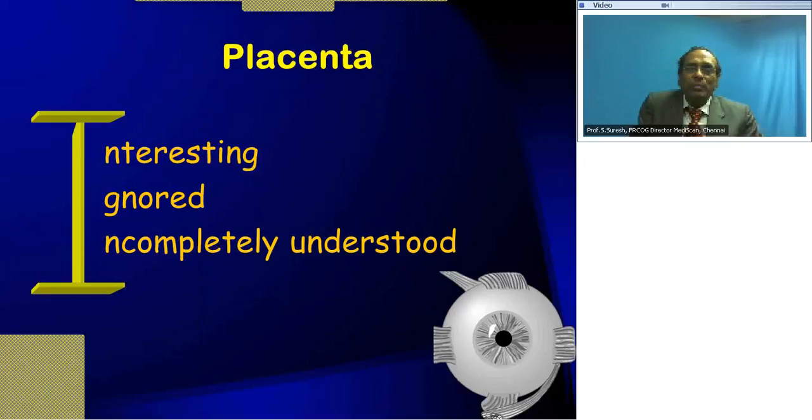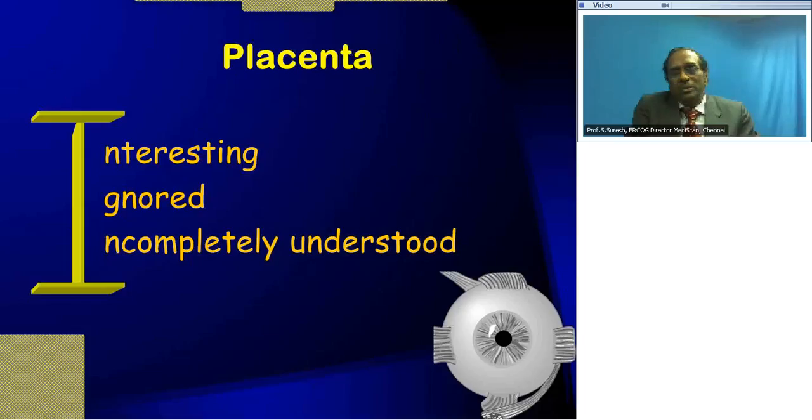It's also ignored many times because we usually say placenta previa or no placenta previa, and after that we don't bother too much about looking at minor details about the placenta. It's also incompletely understood in the fact that we look at whether the placenta is functioning well or not by looking at the baby size. If the baby is growing well, then we know enough nutrition is coming through the placenta to the baby. But when there is a placental problem, we rely on Doppler to tell us about the abnormalities or some problems that are happening in the placenta.